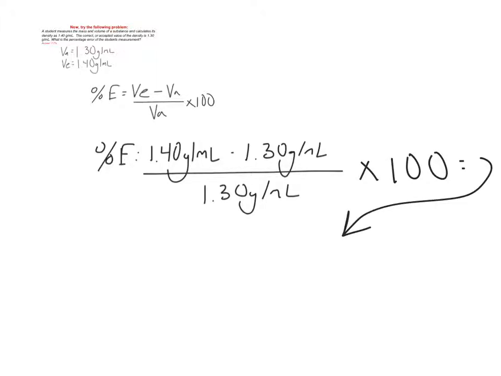When I plug it in my calculator, I want to be really careful as well too. So I'm going to say how I would plug it in. I would do 1.40 minus 1.30 and hit enter, divided by, so it says answer and then the divided symbol, 1.30, enter again, and then do times 100. And my answer should come out to 7.7%.